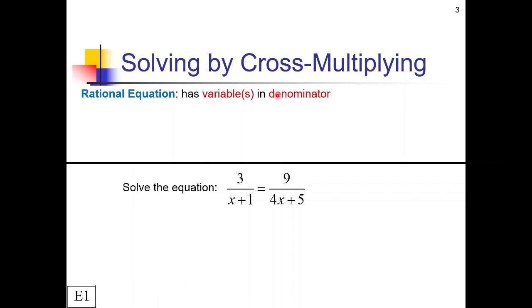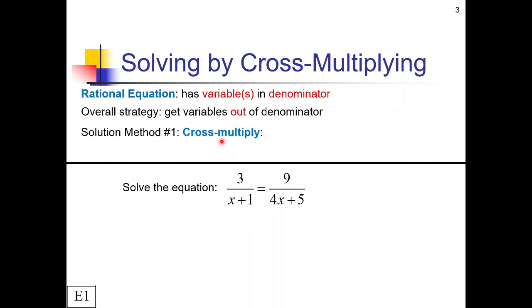So our strategy on all of these problems is that eventually we need to get that variable out of the denominator in order to solve for x. And there's a few different ways of doing that. The strategy we're going to look at in this first example here is that of cross-multiplying. You can use this strategy when you essentially have two fractions with an equals between them, or at least an equals and at least one fraction on either side.